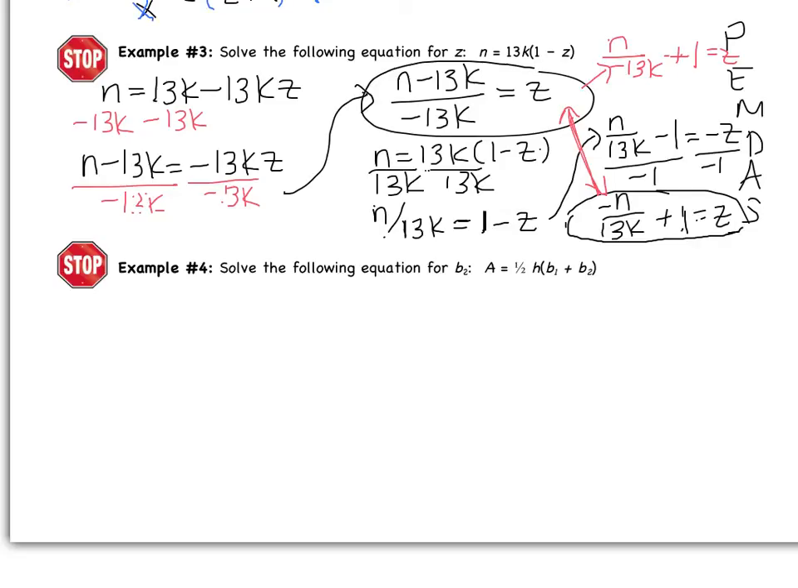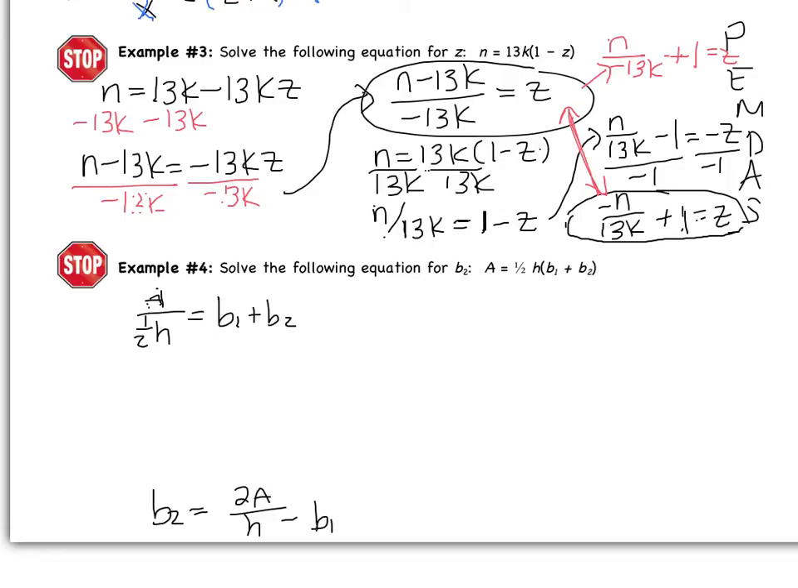Okay, so the answer that you should have gotten is b2 equals 2a over h minus b1. That's what you should have gotten. Here's what I did. First thing that I did was divide by that 1/2 h. So you get a over 1/2 h equals b1 plus b2.